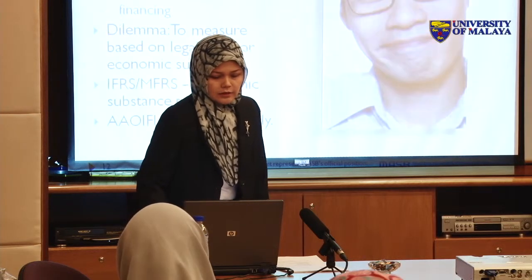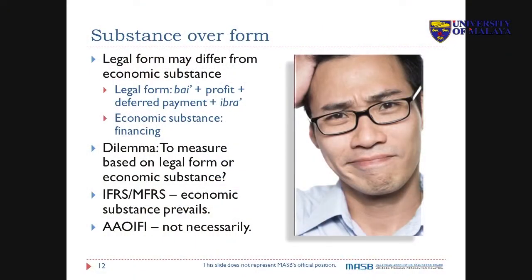Okay? So substance over form, what is it? Basically, in financial reporting, we have this concept that the economic outcome of a transaction may not necessarily follow its legal form. Now I give an example. In legal form, a transaction may take the form of a buy or a sale. And you add to that a profit element for the deferred payment, and you may have a clause or an understanding, because I understand you can't put it in the contract, for an ibra in case of early settlement or default. So in legal form, it's a sale, but because you have all these other elements attached to it, in economic substance, what you would have is financing.